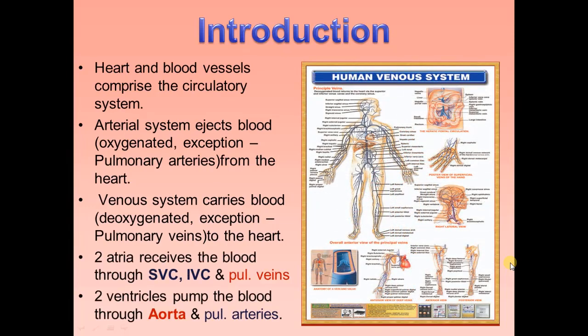Mainly, the atria, the right atrium and the left atrium, receive blood. The right atrium receives the superior vena cava and inferior vena cava, and the pulmonary veins open into the left atrium. The two ventricles pump the blood through the aorta and pulmonary arteries. The aorta pumps blood from the left ventricle to all parts of the body. The pulmonary arteries pump deoxygenated blood to the lungs to get oxygenated.